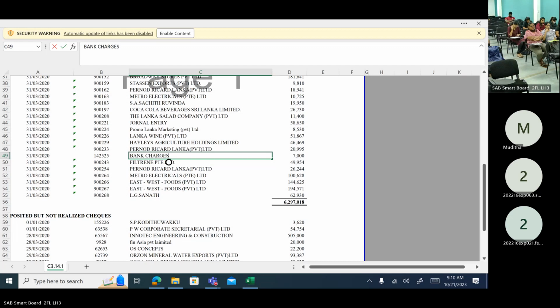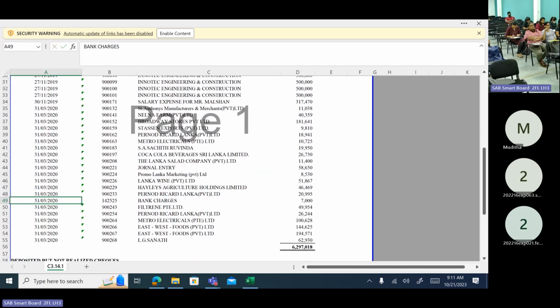Salary, yes. There's a salary expense for Mr. Malshan. Normally, we are not paying salary by using checks. That's not the practice. What we are doing is paying salary by using a fund transfer, right? We are not issuing checks for salary. Maybe it's unusual. You can ask if there is a particular reason relating to this.